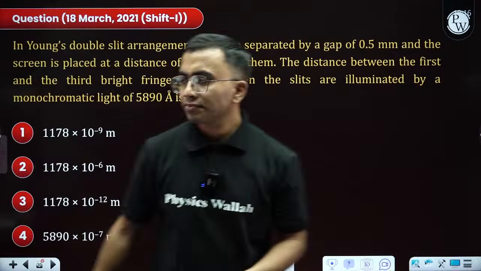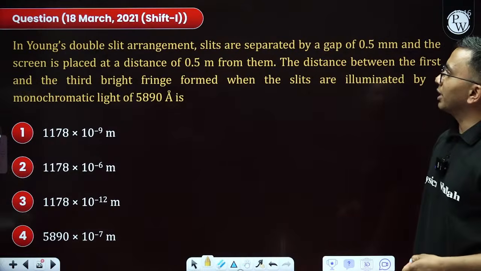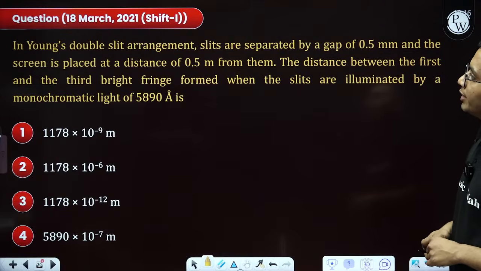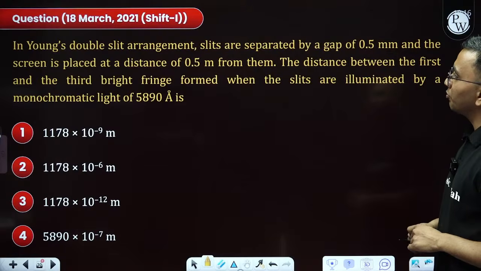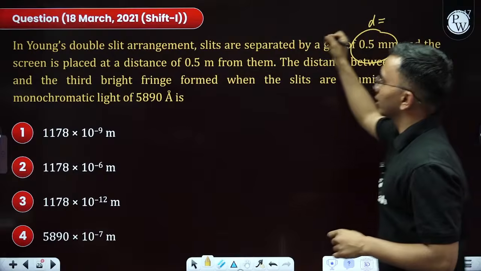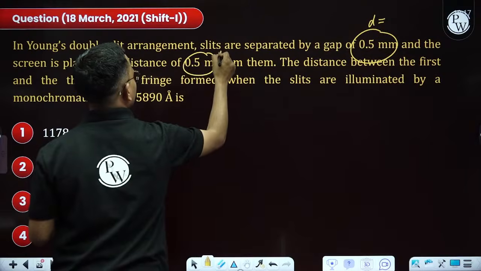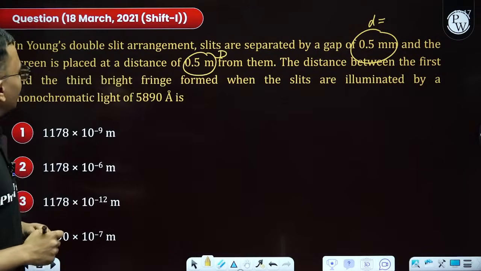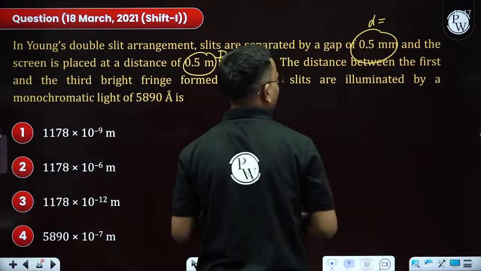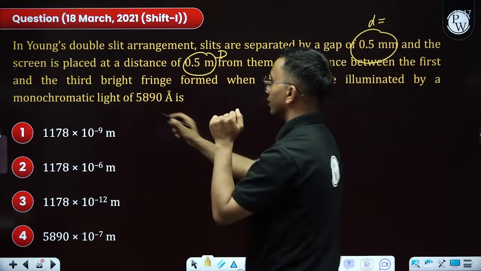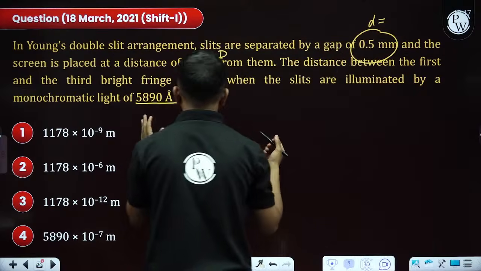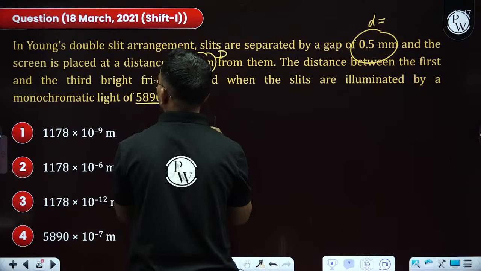Next question. In Young's double slit arrangement, slits are separated by a gap of 0.5 mm and the screen is placed at a distance of 0.5 meter from them. This is my small d. This is my capital D. The distance between the first and the third bright fringe formed when slits are illuminated by monochromatic light is this. So where are the first and third bright fringe? Yeah, third bright fringe.